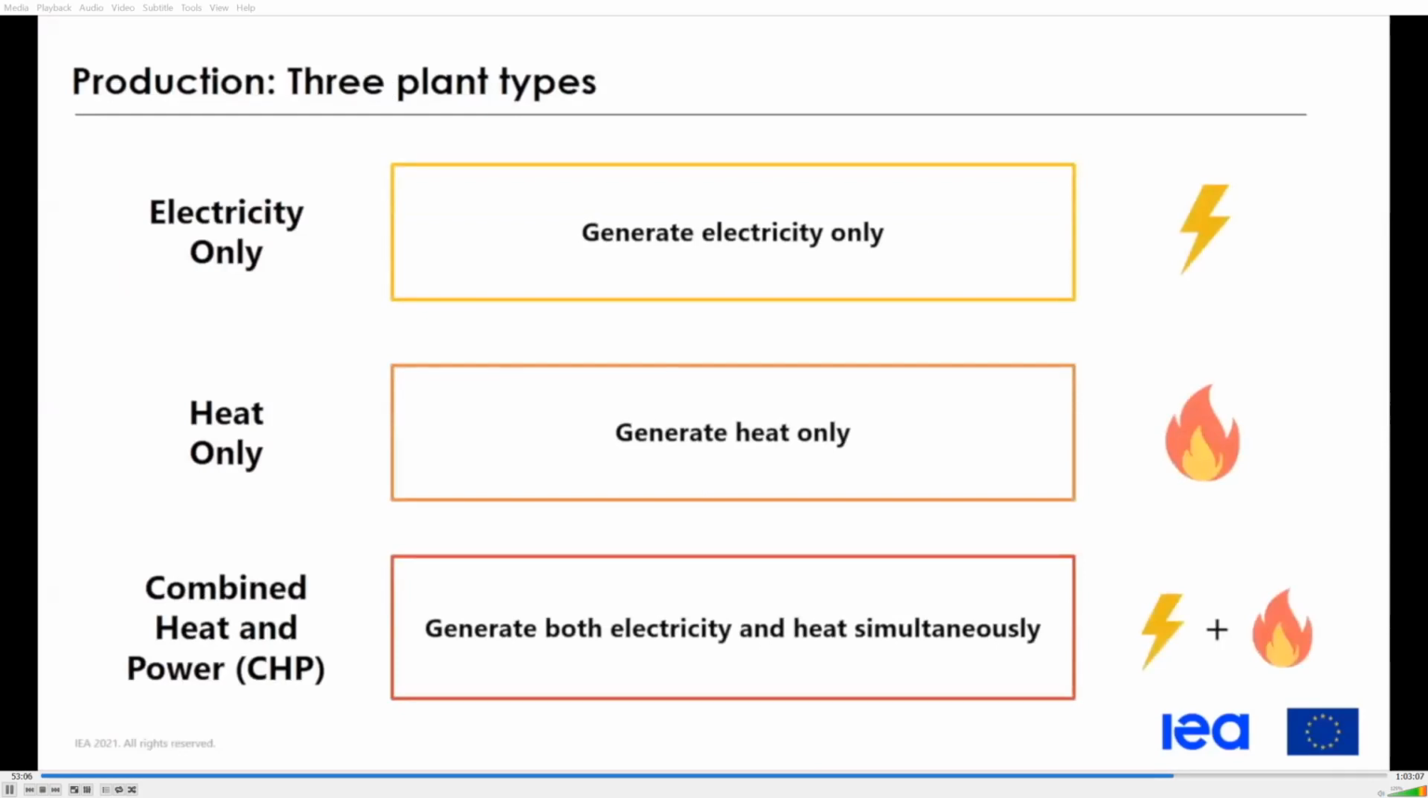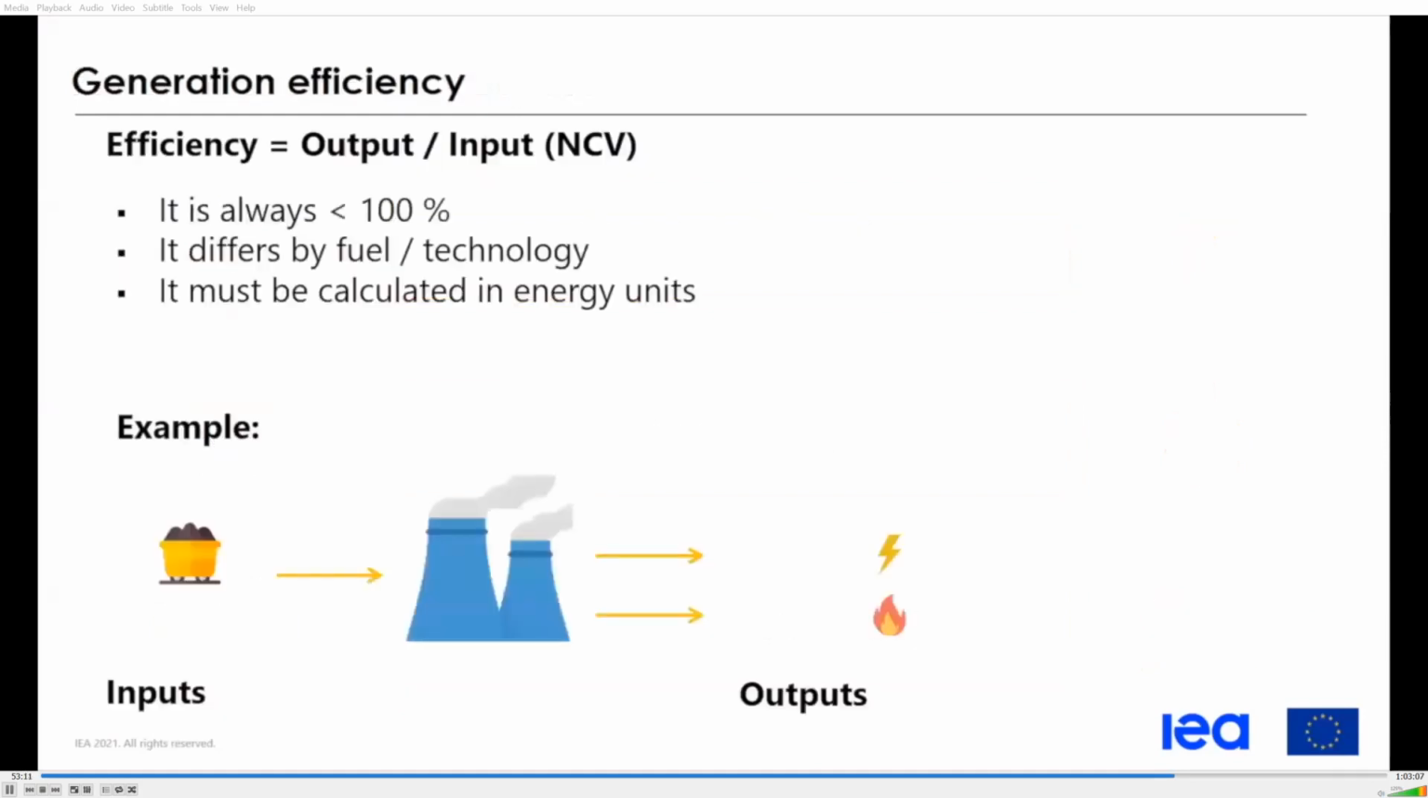Now that we have seen the distinctions we can do in the data, let's talk again about efficiencies. If we insist on this in this presentation, it's because efficiencies are important to keep good track of your data sets and check the quality of your data set. And again, an efficiency is calculated by the output divided by the input, in net, using net calorific value to work on energy units. And in energy units, it's always below 100%.